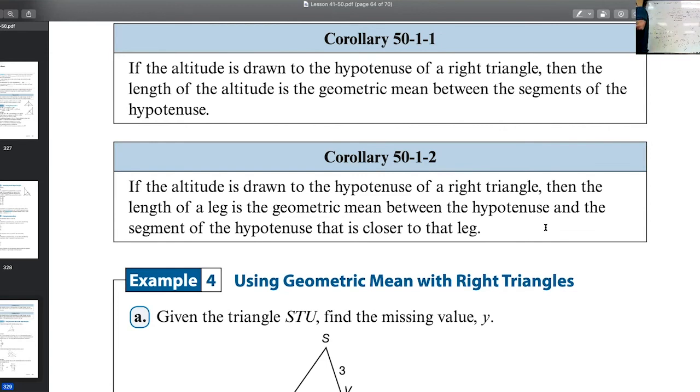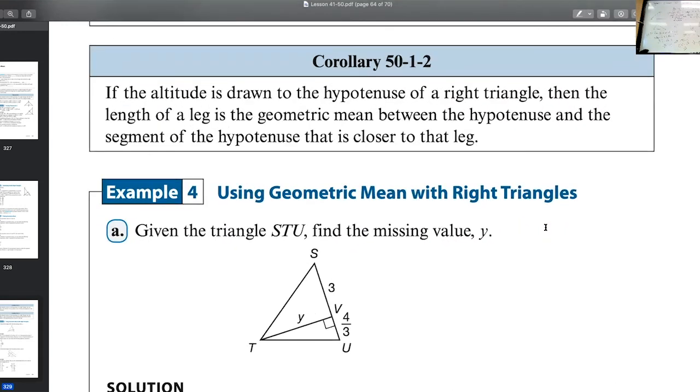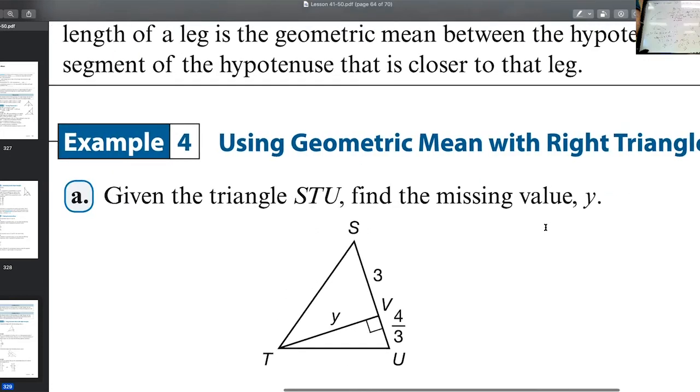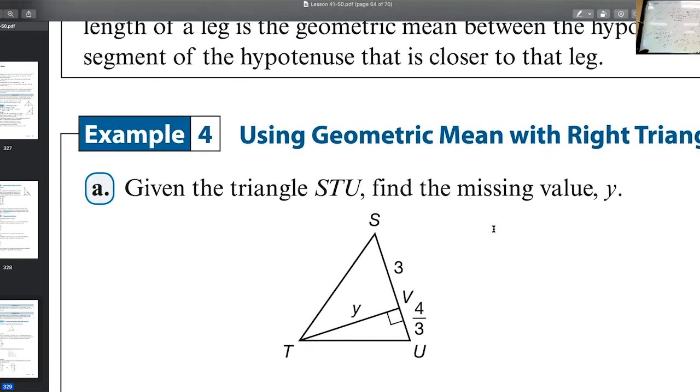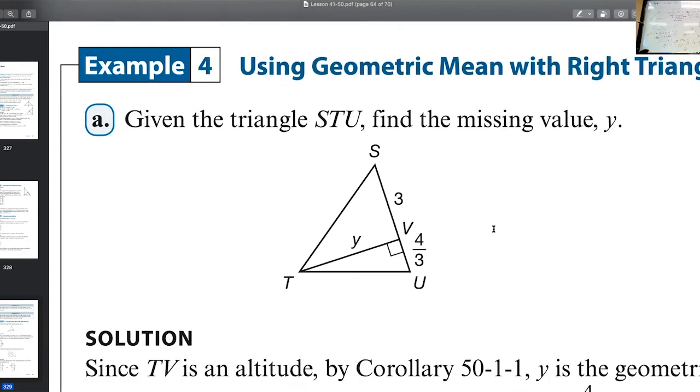So let's just do this example together. Let's see if we can find some missing things here. First of all, let's find the length of y. How do you find y? What did we say? Geometric mean of 3 and 4/3. What's 3 times 4/3? Cancel the 3's. What do you get? 4. What's the square root of 4? 2, right? Okay. So 3 times 4/3 is 4. Square root of 4 is 2. So y equals 2.